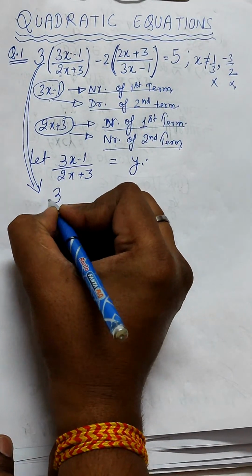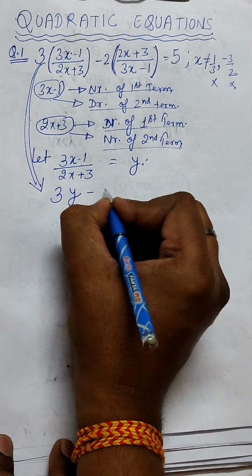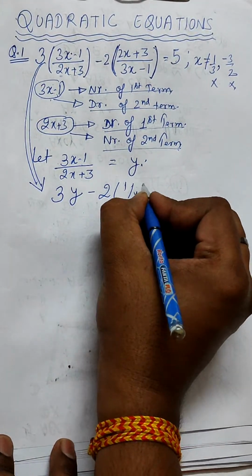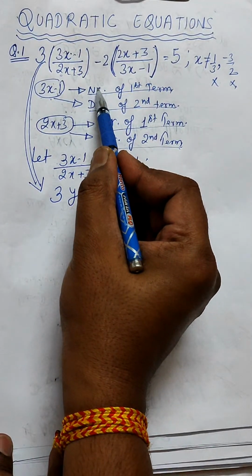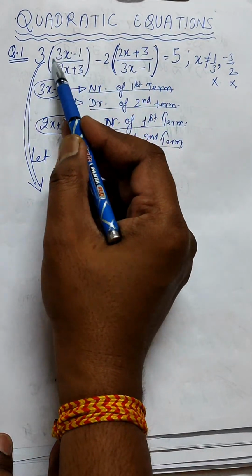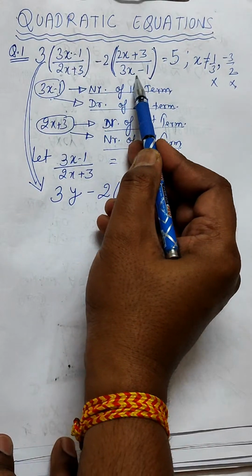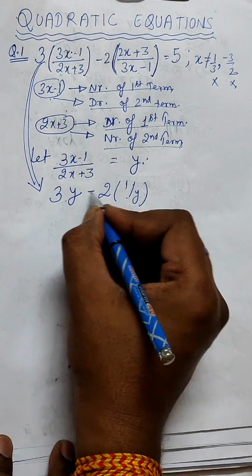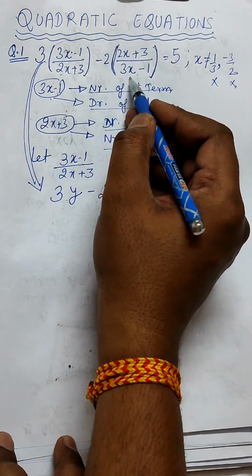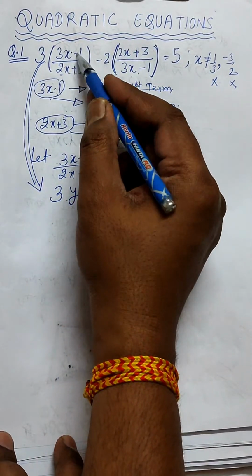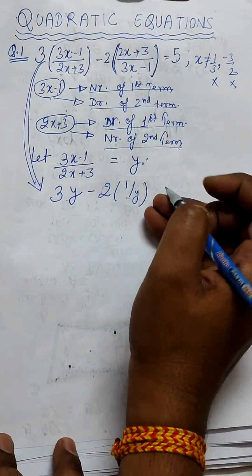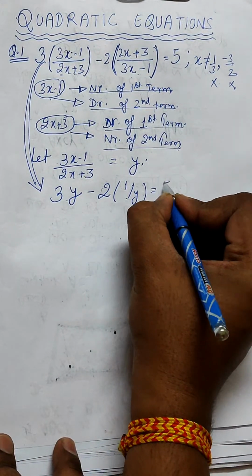Now when you assume this, the quadratic equation which is given to you will look like this: 3 times y minus 2 times 1 by y. Why? Because numerator becomes denominator over here. 3x minus 1 becomes the denominator over here, right? So this will reflect like 3y minus 2 times 1 by y, because numerator and denominator are changing their places as per the given explanation, right? So this is equal to 5.